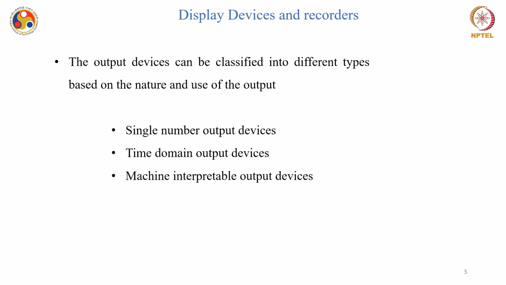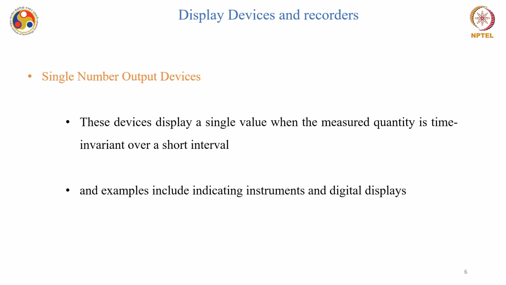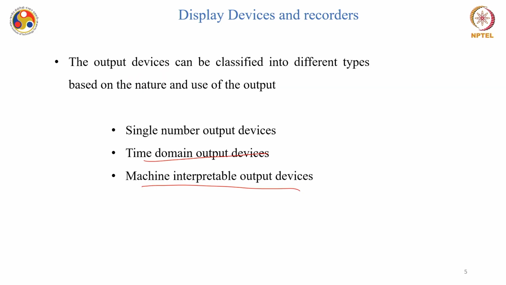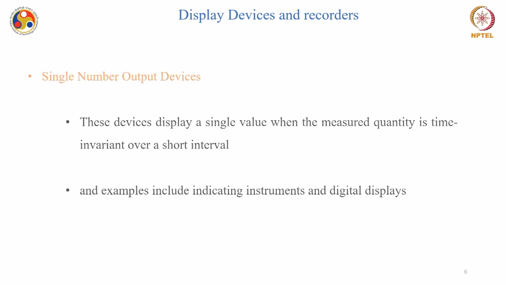The output devices can be classified into different types based on the nature and use of the output. You can have a single number output device. You may also have a time domain output device, and sometimes we also require machine interpretable output devices. Let's see quickly what this means, and particularly the machine interpretable devices, which are in much more demand in the current generation, okay.